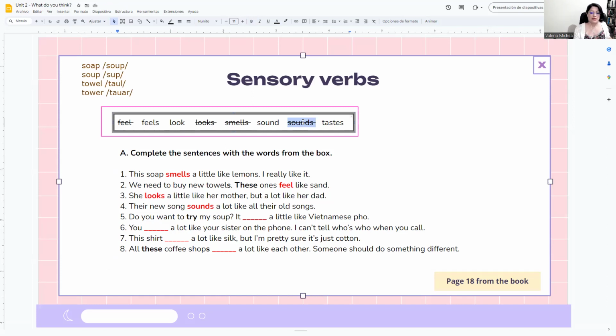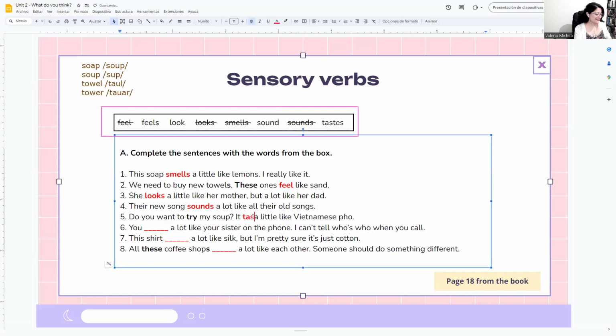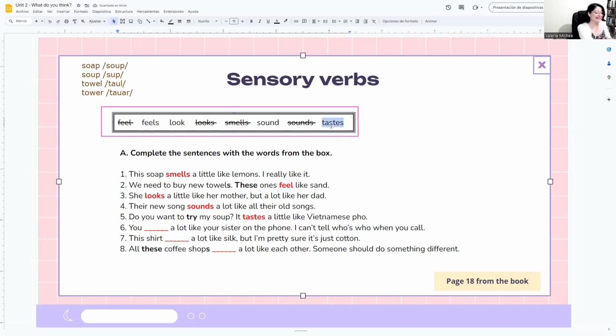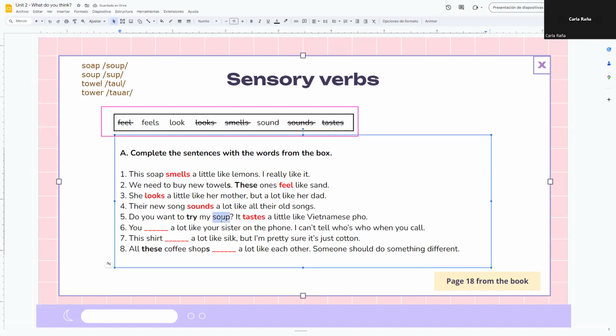Now we have number five. Do you want to try my soup? It's a little like Vietnamese. It tastes. Okay, so this is a soup that you can taste. Taste or tastes? Tastes. Okay, yeah, it is important to say the final S, tastes. Very good. And yeah, we have a soup, of course.